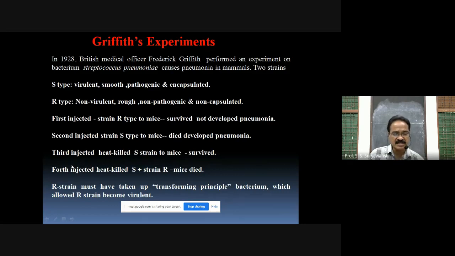And in the last experiment he performed, he mixed these two, that is the heat-killed, the third experiment, as well as the second. Third, that is the heat-killed S strain mixed with the R strain. And he found that the mice again suffered with pneumonia and died.